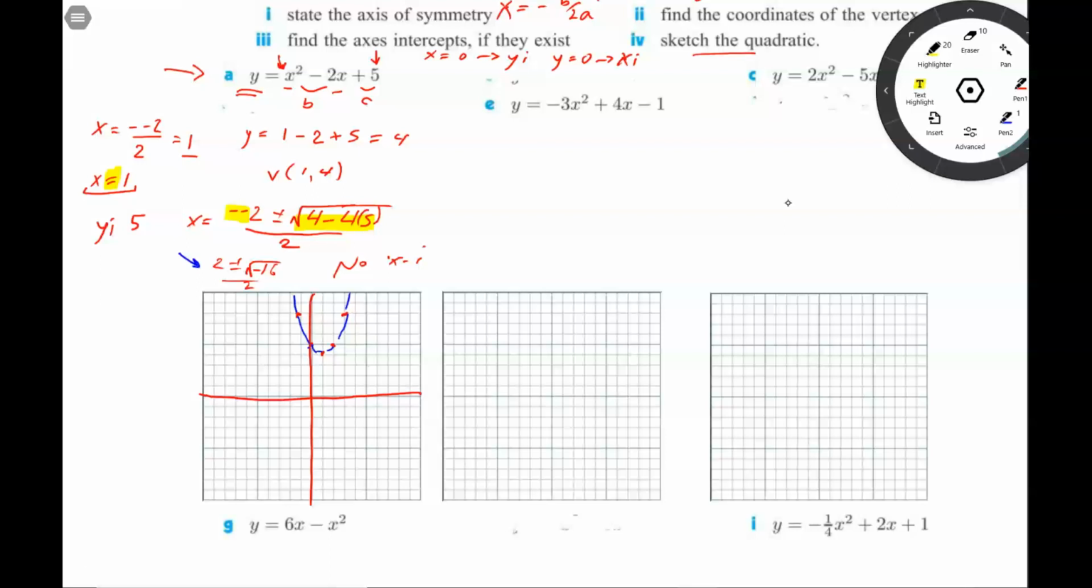Okay. Now maybe you could try to do some of these on your own. If you want to continue watching, you may. So let's try this one. This one's a equals -3, b equals +4, and c equals -1.